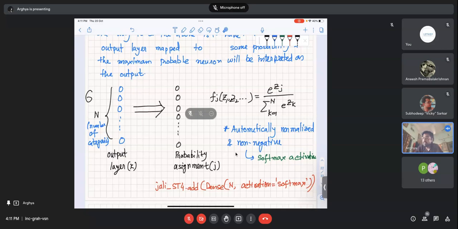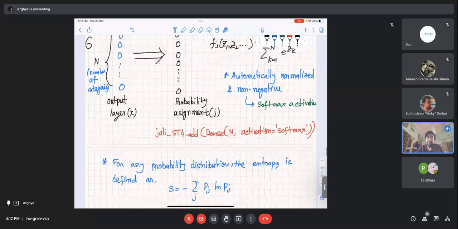Anyway, once you calculate the output values, the z values at the output, rather than having a ReLU or whatever function we have used so far, you can use this function. What this function does is that all of these output f_j's are automatically between 0 and 1, and if you sum over all of them, it's 1. So it's basically normalized and non-negative as well. This is called a softmax activation.